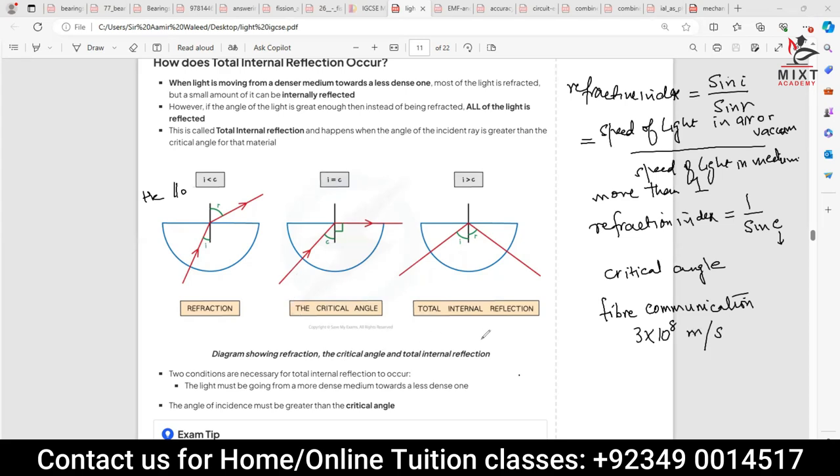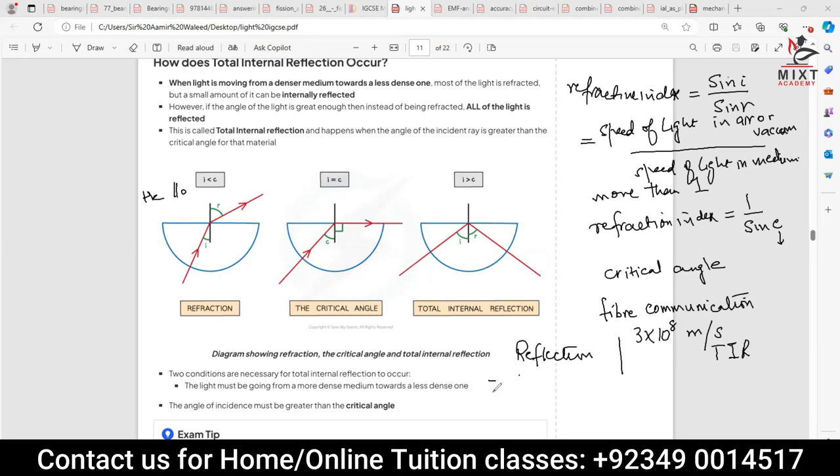Now, the other part which we were doing last time was reflection and total internal reflection, or I can summarize it as TIR. Can anybody tell me what is the difference between reflection and total internal reflection? I've told you last time, but let's recapitulate it again. What is the difference between ordinary reflection and total internal reflection?